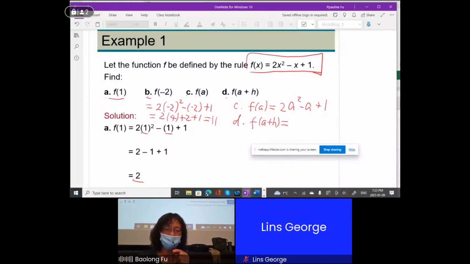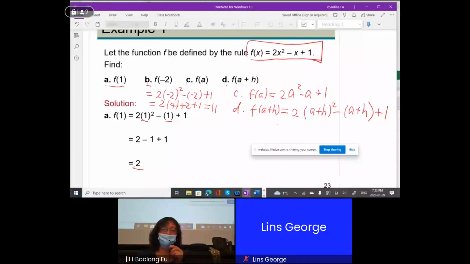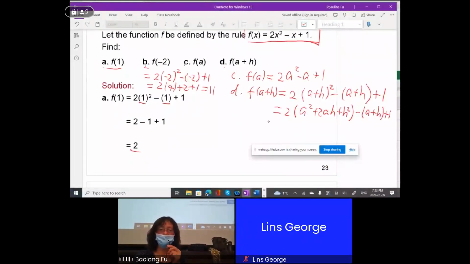f of a plus h. Whenever you see x, plug it in with a plus h. Whenever you see x, write down a plus h. And then you simplify this expression. So this is a square. So a squared plus 2ah plus h squared minus bracket a plus h plus 1.